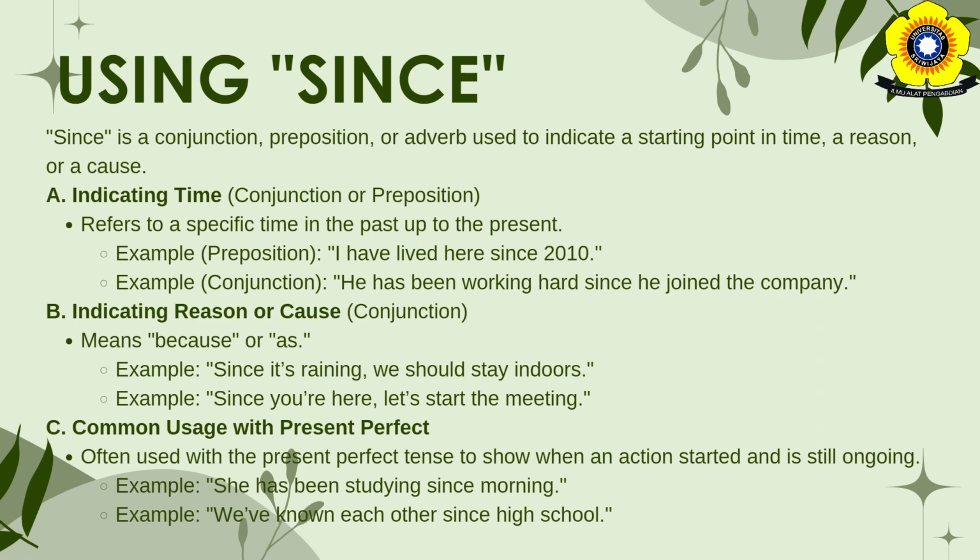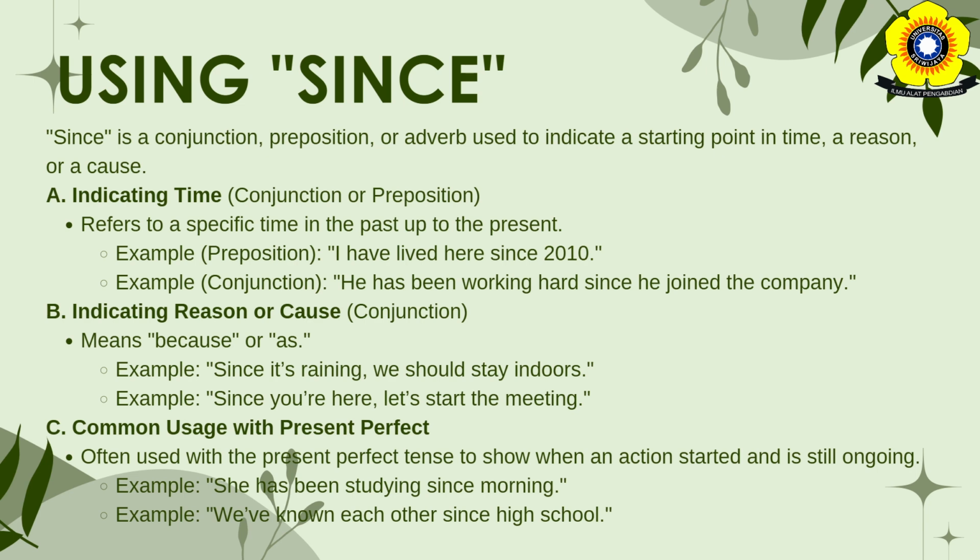Now I'm going to talk about using since. Since is a conjunction, preposition, or adverb used to indicate a starting point in time, a reason, or a cause. First one is to indicating time. Refers to a specific time in the past up to the present. Example, I have lived here since 2010. More example, he has been working hard since he joined the company.